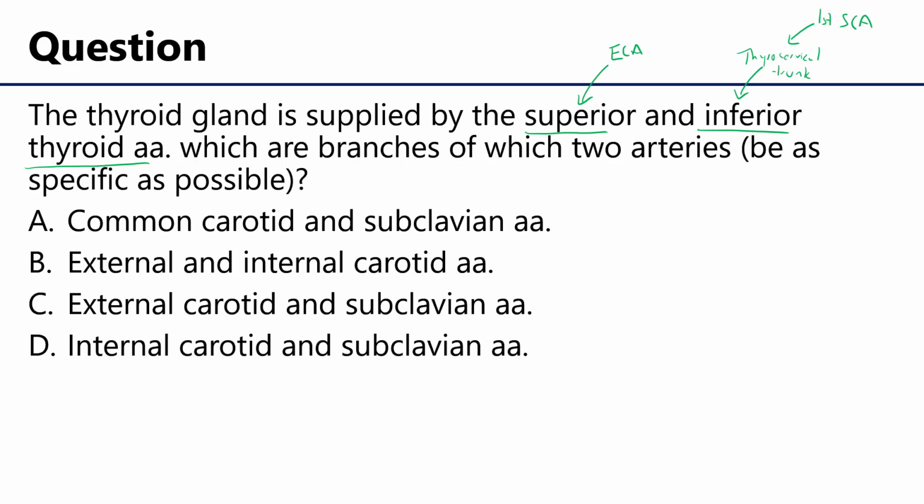So when we look at these answers, the best fit, let's see, common carotid and subclavian. Kind of, we can get probably a little more specific. External carotid, ding, ding, ding, that's the superior, and internal carotid. No, that's not the right answer. External carotid, yes, we're getting there, and subclavian, yeah, not directly, but kind of. And then internal carotid, no, and subclavian, kind of. So the very best answer here would be C. But ultimately, the very best answer would be the external carotid artery and the thyrocervical trunk.